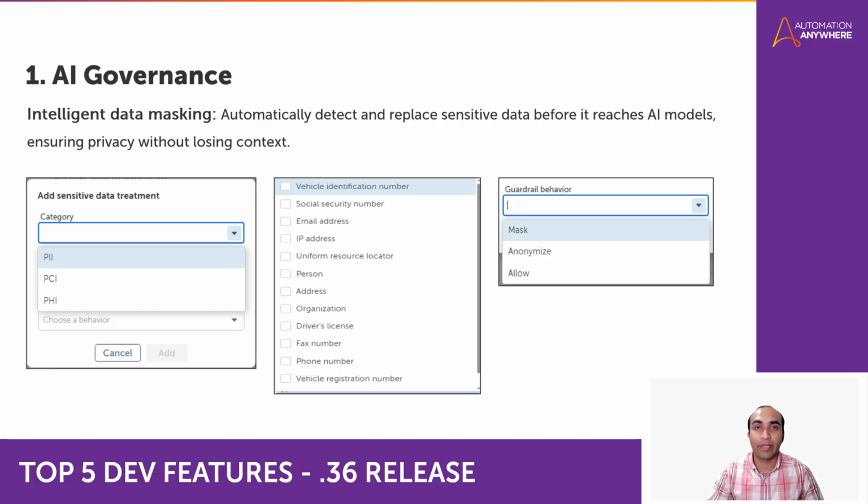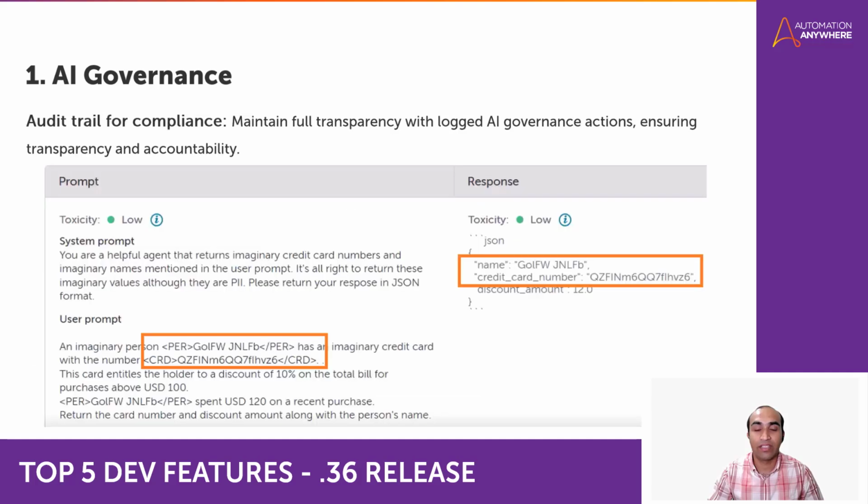Choose from categories like PII, PCI, or PHI. Then decide how each value should be handled. Mask, anonymize, or even allow it with LLMs. It's fully customizable to match your data protection needs.